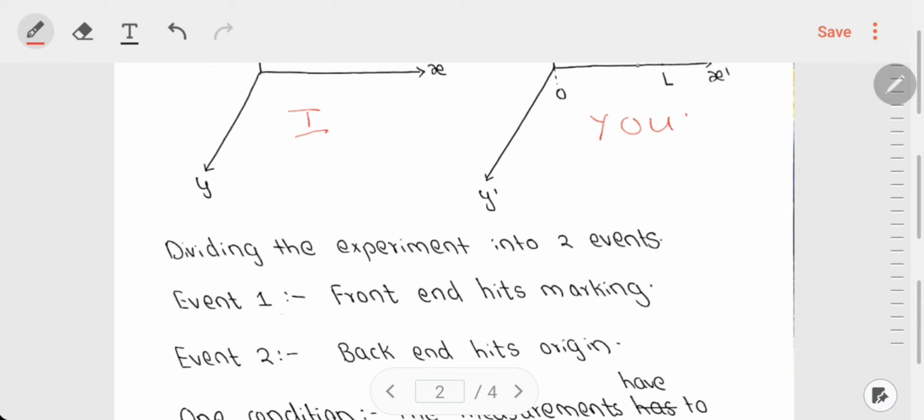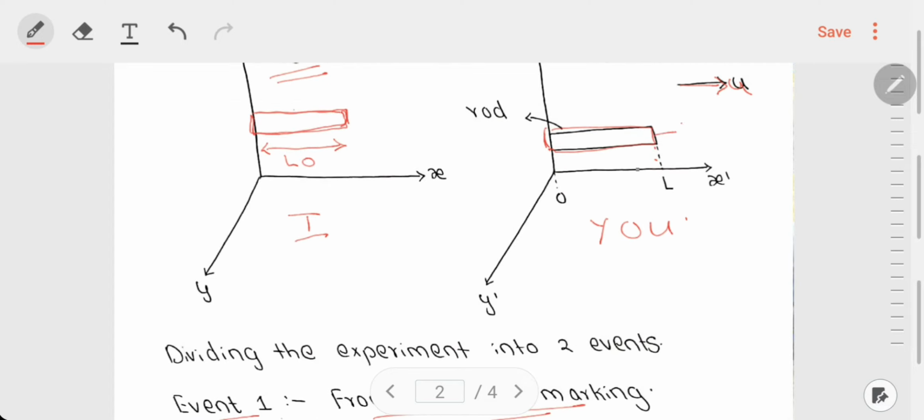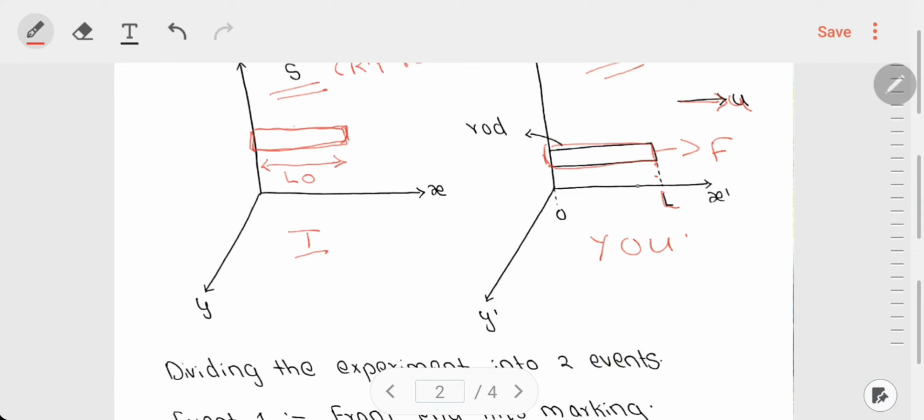Now, in the context of the special theory of relativity, as I have said earlier, it always becomes easy to understand a concept when we divide it into a set of events. So let us divide this measuring activity into two events. The first event is the front end hits a marking. This is the front end and it hits a marking, let's say L. And event 2 is the back end hits the origin. This is the back end and it hits the origin.